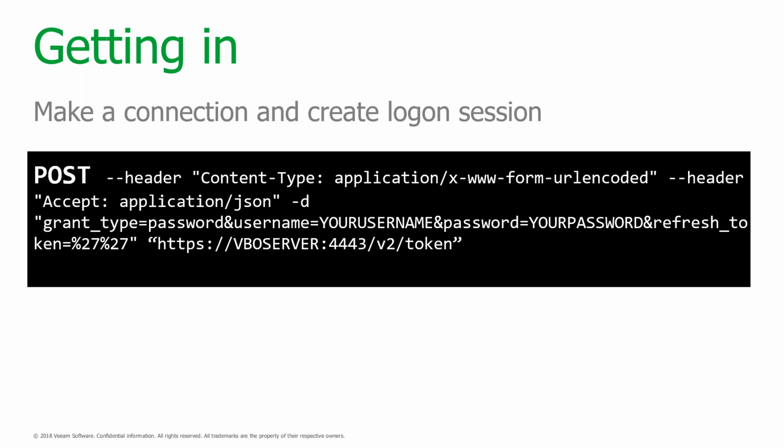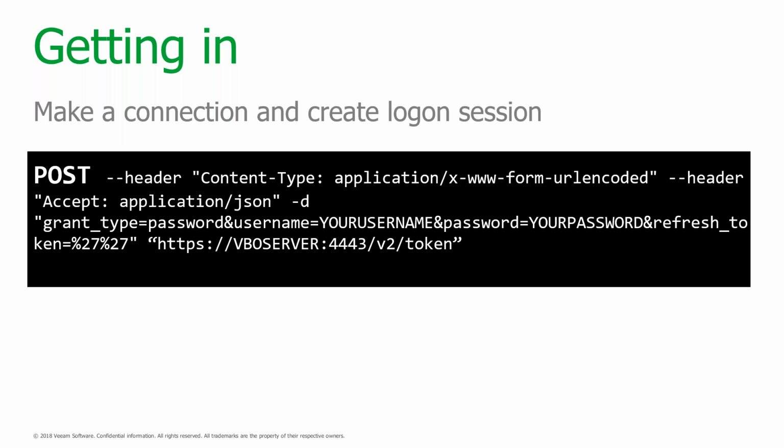So for example, getting in, let's do a deep dive. Make a connection and create a logon session. Very simple. Remember, in this case, we want to do a POST. That's there in bold. So we will do POST, content, the content type, application, etc. And then at the end, we will use the type password, username, with our username and with our password, and with the refresh token, calling the VBO REST API. So that's how we get in.